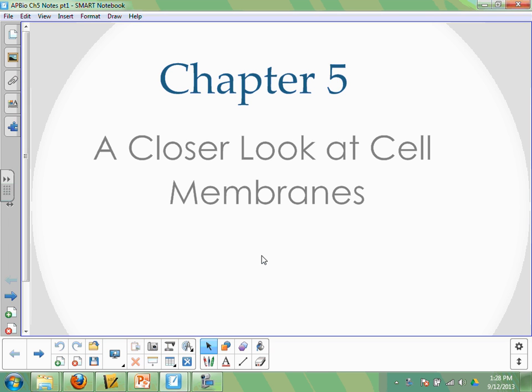In Chapter 4, we talked about the parts of a eukaryotic cell in great detail. We kind of skipped the cell membrane at that point, and that's because in Chapter 5, we're going to take a look at the cell membrane's structure and how it's used to get materials in and out of a cell.